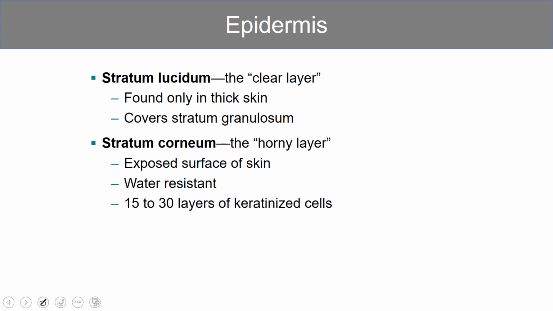The stratum lucidum is the clear layer. This is the layer that's only found in thick skin. Lucid means clear. If someone is lucid, they're clear of mind. And again, it's only found in the palmar surface of the hands and the plantar surface of the foot, or the soles of the foot. And then lastly, we have the stratum corneum, the horny layer. This is our exposed surface of the skin. It's water resistant, and it consists of anywhere between 15 and 30 layers of these keratinocytes.